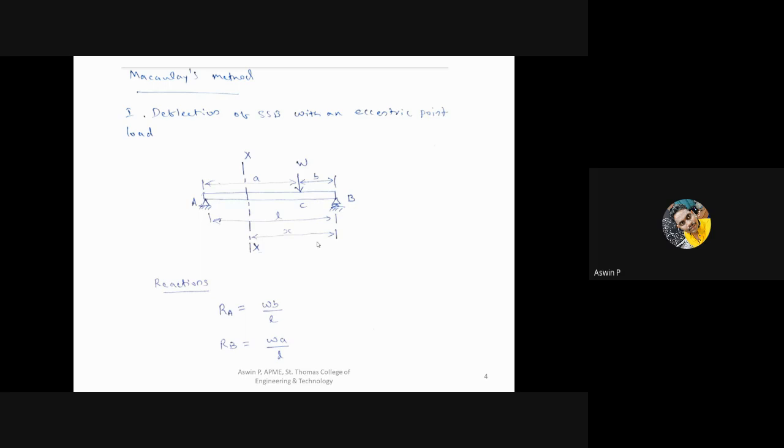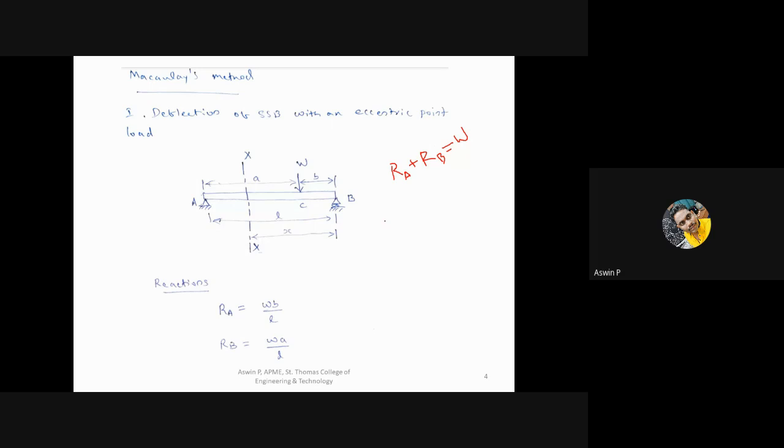Okay, first of all, you need to find reactions at A and B. The only load acting will be W. And when you are calculating, I will take the pen. RA plus RB will be W, right? You know how to find the reaction.